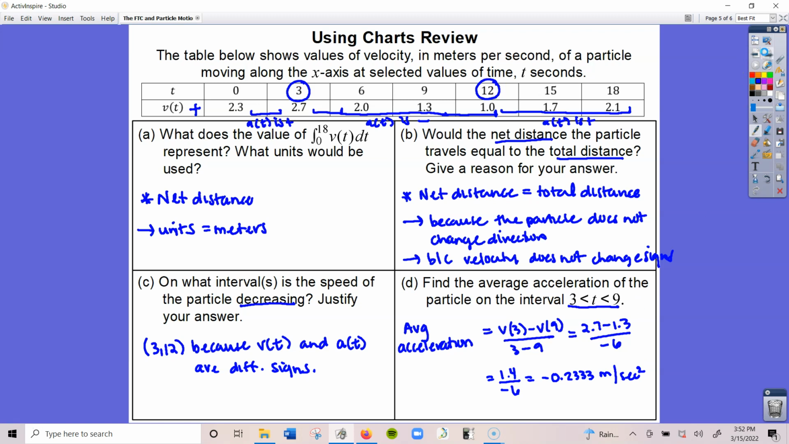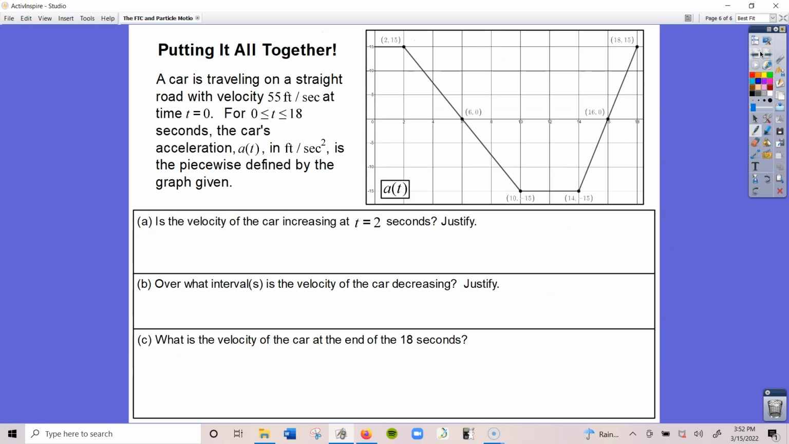Let's look at our last problem. Now we're going to put it all together using this graph. A car is traveling on a straight road with velocity of 55 feet per second at time t equal to 0. For t between 0 and 18 seconds, the car's acceleration, a of t, in feet per second squared, is piecewise defined by the graph given. So what we're looking at right now is the graph of acceleration.